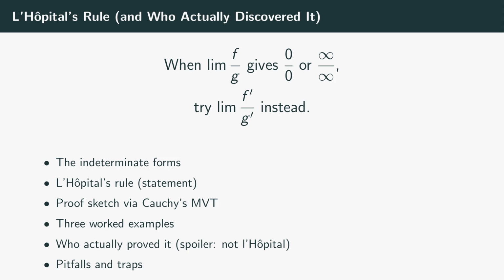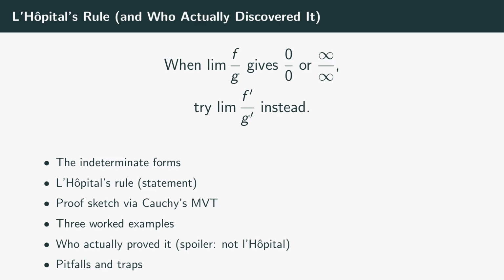Welcome back. Last time we turned the derivative into a problem-solving language with optimization. Today we add one more tool to the kit, arguably the single most used trick in Calculus 1, and we attach a story to it that involves a French nobleman, a Swiss mathematician, and what may be the most successful piece of academic plagiarism in history, L'Hôpital's rule.